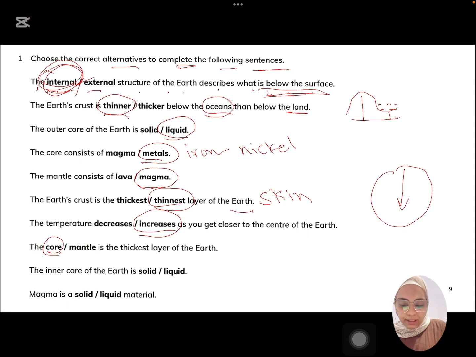The inner core of the Earth is, we said the inner core is solid because of the pressure. Magma is a solid or liquid material. We said magma is a liquid material. You are right. Now we finished.